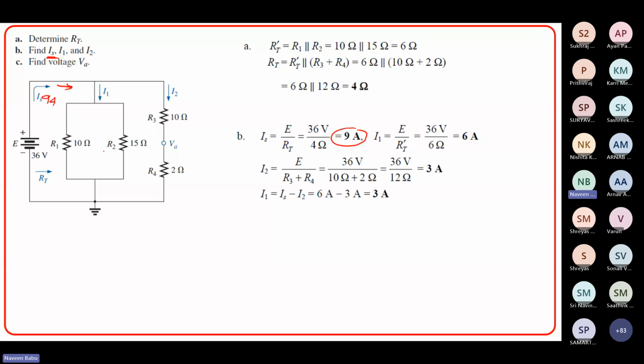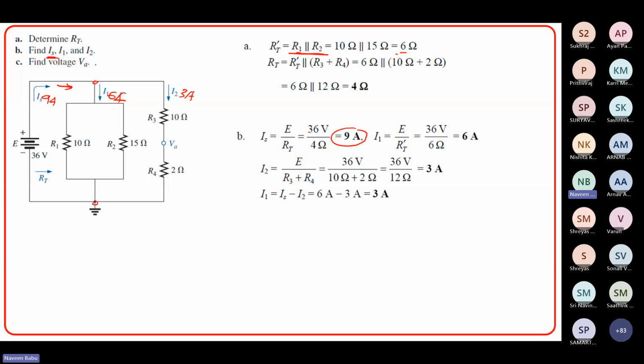That is one way. The other way is, you know, the voltage is 36, divided by this equivalent resistor, which is 6 ohms, right? So RT, which is R1 parallel R2, is 6 ohms. So 36 by 6, which is 6 ampere. So if this is 6 ampere and the total current is 9 ampere, this has to be 3 ampere, right? So 3 ampere. So you have found out IS, I1 and I2.